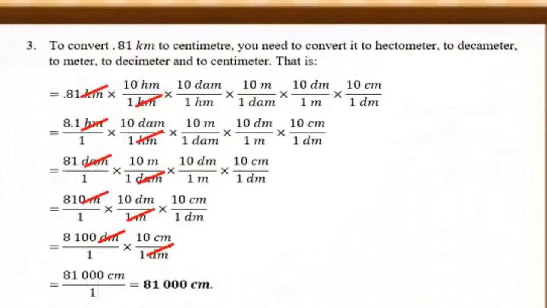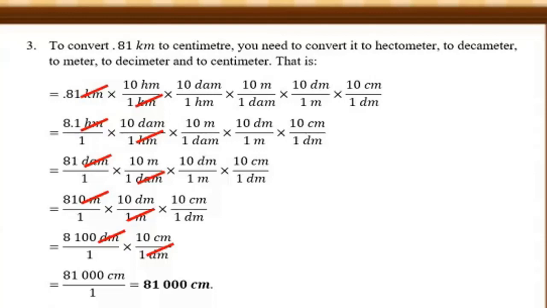And number 3 example, to convert 0.81 kilometer to centimeter, you need to convert it first to hectometer, then to decameter, then next we have meter, and next we have decimeter and centimeter. So we have 0.81 kilometer times 10 hectometer over 1 kilometer times 10 decameter over 1 hectometer times 10 meter over 1 decameter times 10 decimeter over 1 meter times 10 centimeter over 1 decimeter.